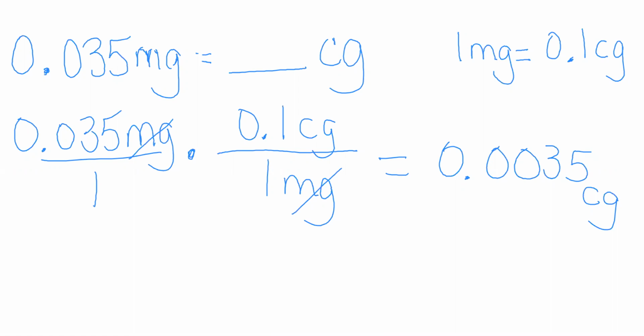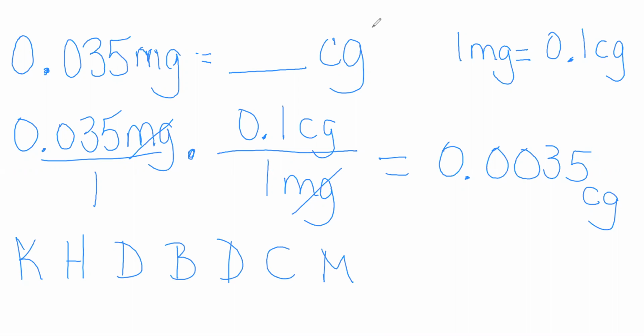We can check ourselves. Let's look at this. So remember, King Henry died by drinking chocolate milk. Here is your milli. Here is your centi. And we were going from milligrams to centigrams, so we're only moving one decimal point.